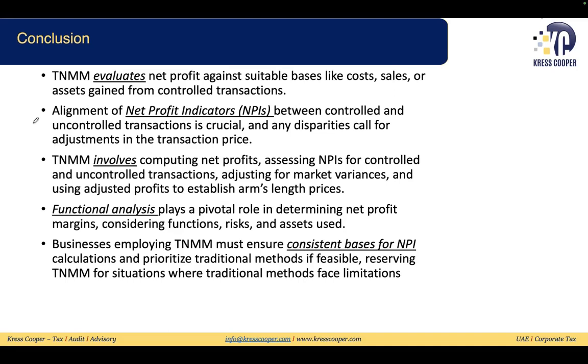While ascertaining the base, we need to do the functional analysis. We need to do the classification of expenses, and consider external comparables and internal comparables: functions performed, risks taken, assets utilized. We need to do the functional analysis, and if the functions are different, the risks taken are different, or different assets have been deployed, then we need to make the adjustment as well to ascertain the arm's length price.